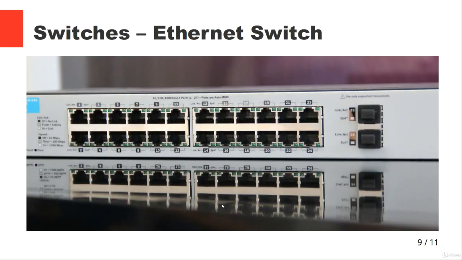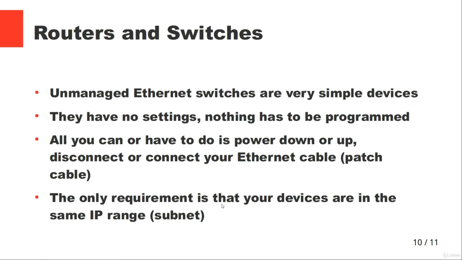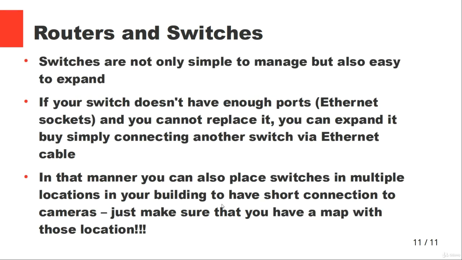That's again some Ethernet switch. Unmanaged Ethernet switches are very simple devices. They have no settings, nothing has to be programmed. All you can do is power up, power down, and connect or disconnect Ethernet cables or patch cables, however you call them. The only requirement is that your devices are in the same IP range, the same subnet, for that local area network to work. Once you understand that you must be in the same range, it's very easy to work with them.